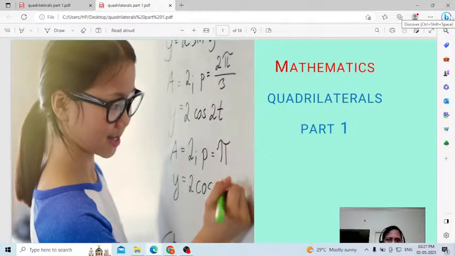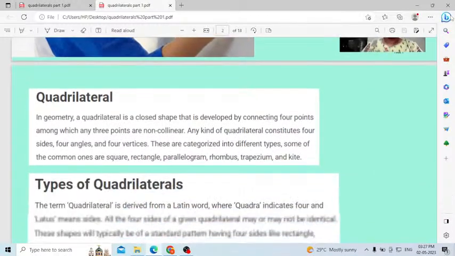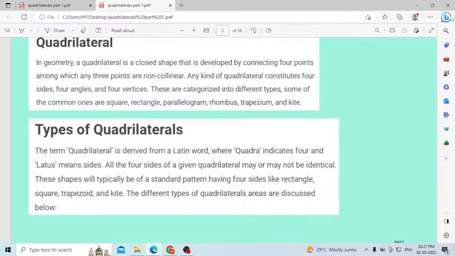Yes, quadrilateral is one of the most important topics in mathematics. This is the very basic one. Let us discuss in detail what is meant by a quadrilateral.